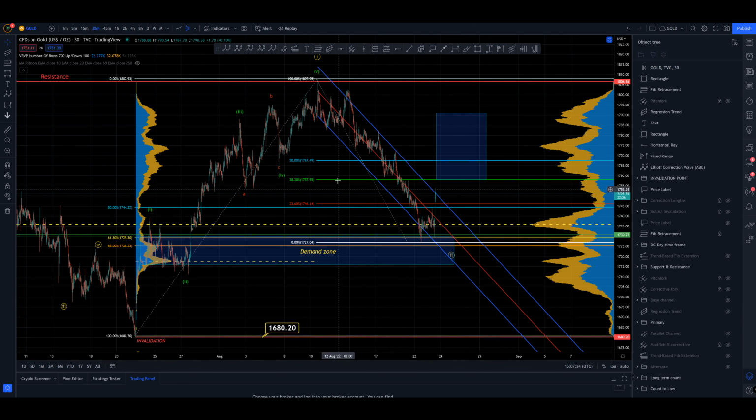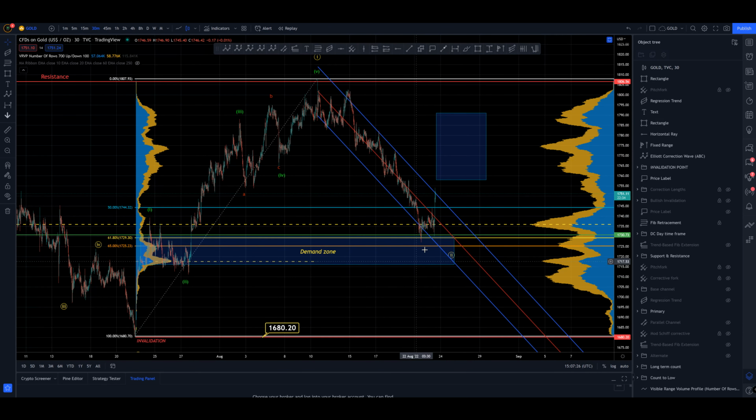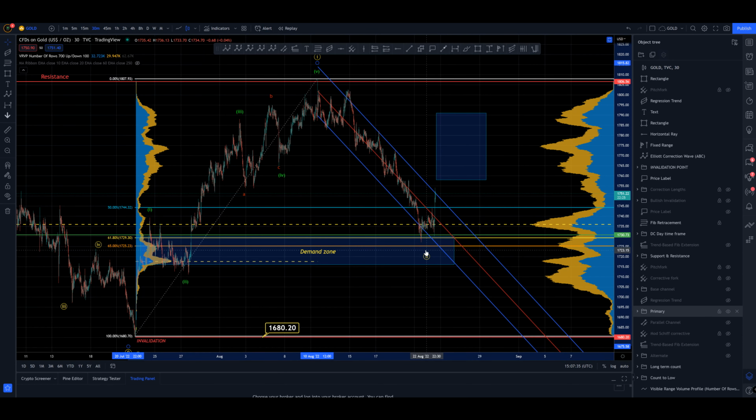Right? All this is already below. You understand? So it's either A, B into here, C lower, but not beyond this invalidation point at 1680.20. This is when this count is no longer valid. Or we've already bottomed here in the 2.